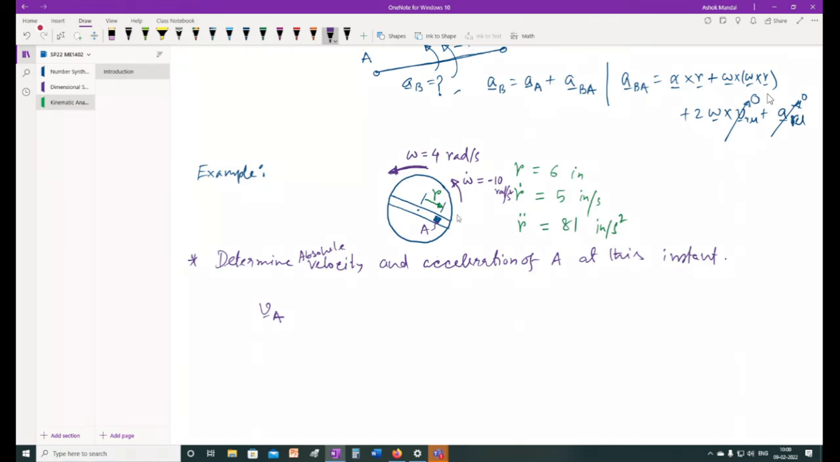So there is a table with a slot diametrically, and on that slot there is a small mass passing through. We need to determine, at this instant, the velocity and acceleration of the mass. Sir, the velocity along the slot direction is given as 5 inches per second. Yep. First, you tell me what should I write in terms of formula. VA equals what?